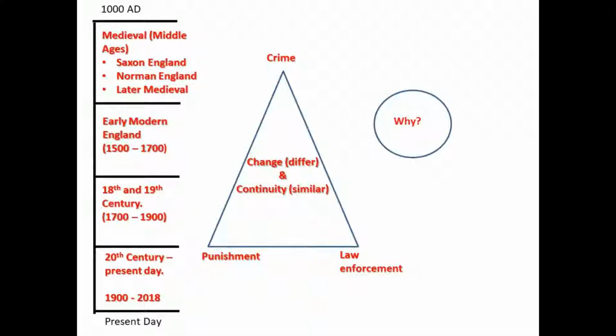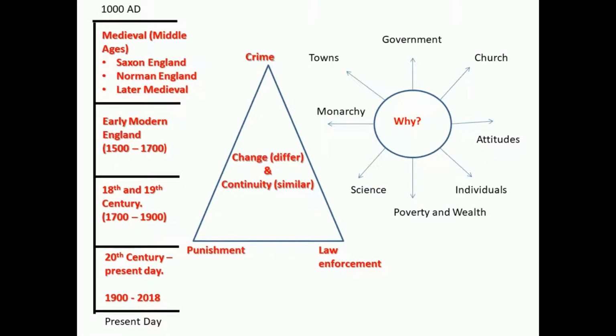We then ask the question, why does crime change over certain periods? Why do methods of law enforcement change over certain periods? And we answer the question, why do things change, by looking at various factors that influence change, such as the role of government, the role of church, the role of science, the role of attitudes, the actions of individuals. And all of those different things help us to explain why sometimes things change and why sometimes things stay the same.